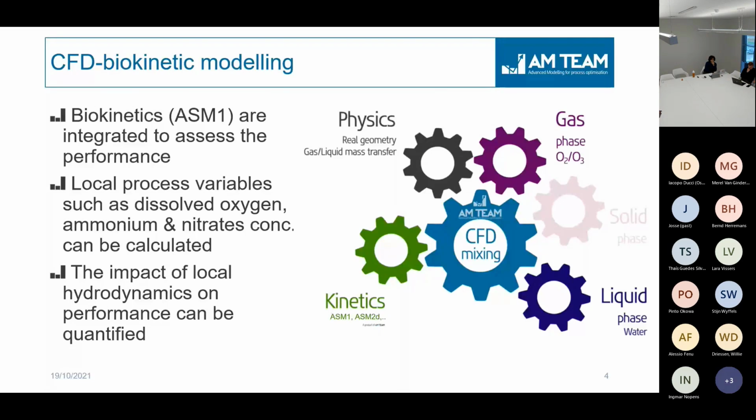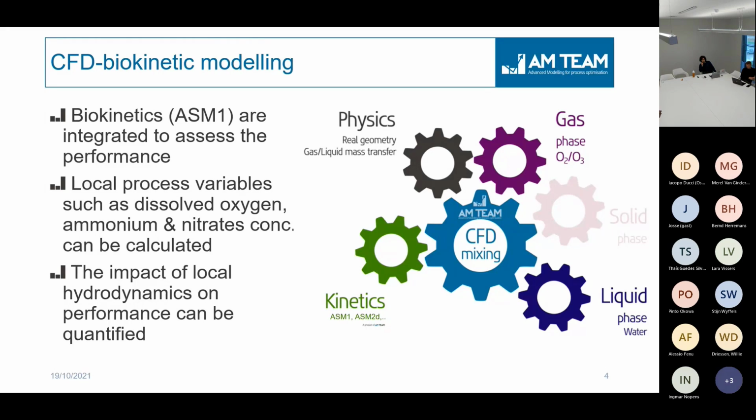And then what is really CFD biokinetic modeling? CFD in general is flow modeling. So it models your flow, but it can incorporate different things. For example, it can consider your gas phases. If you have aeration going on, it can consider that to calculate the mixing. It can also take into account other properties of your liquids or gas, for example rheology, so density, viscosity, etc. But a very important aspect is that it can also include kinetics. Kinetics can be anything: chemical kinetics, biological kinetics. It can also include mass transfer and heat transfer, for example.